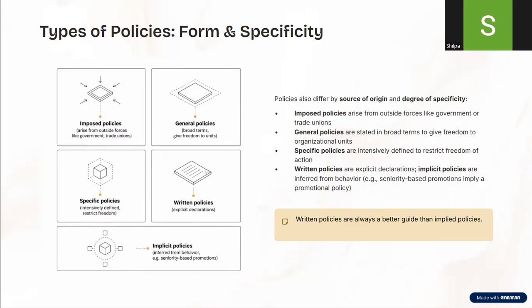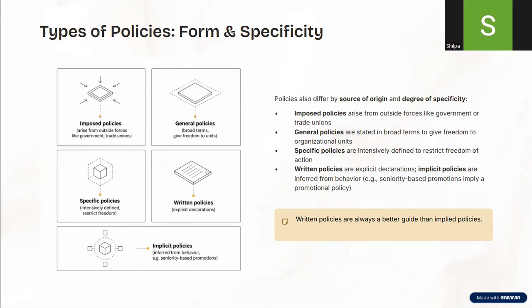The next one is general policy. The policy that is stated in broader terms by the organization is called a general policy. Any policy which is very general, which is applicable throughout the organization to every department, is considered a general policy. For example, every company supports its employees' development. So a policy that says we support continuous professional development can be converted into a policy of the entire organization.